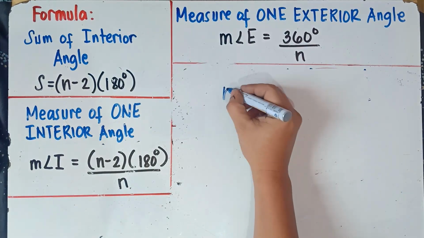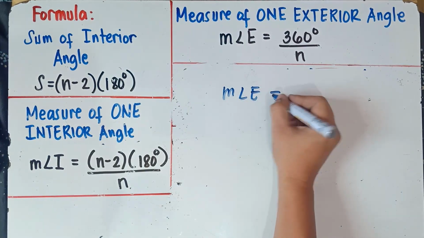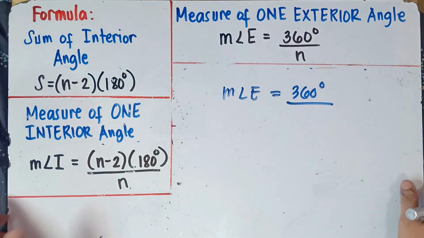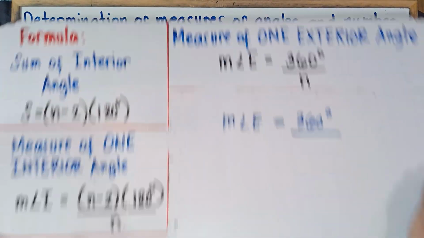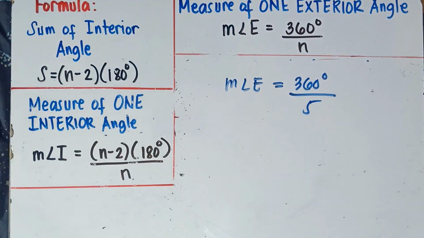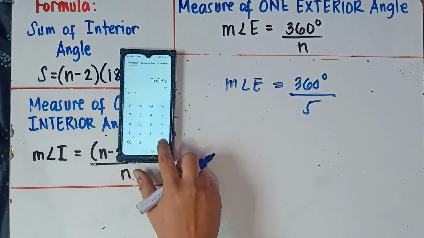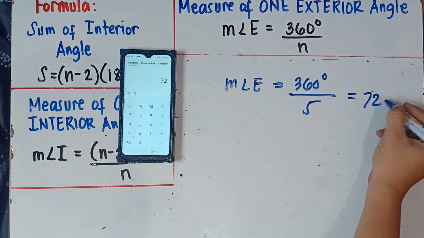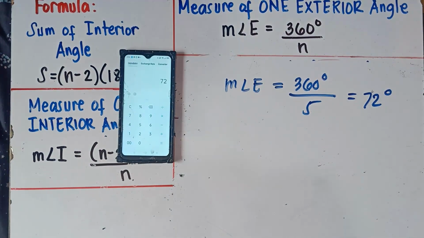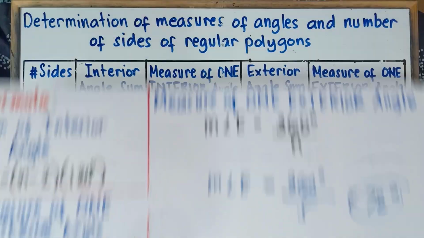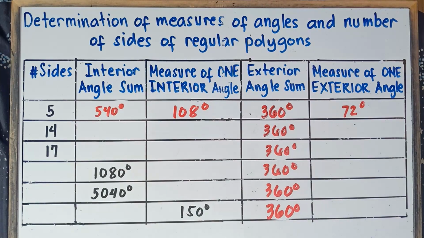So the measure of an exterior angle is equal to 360 degrees divided by n, where n is the number of sides. We have 5 sides, so divide by 5. Let's divide: 360 divided by 5. Yup, same answer, class, 72 degrees. But it will take more time, class. Alright, so that would be 72 degrees. All set for example number 1.